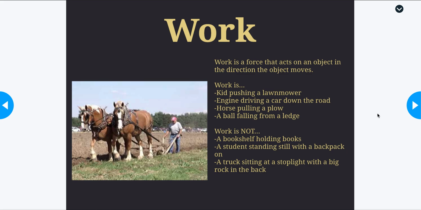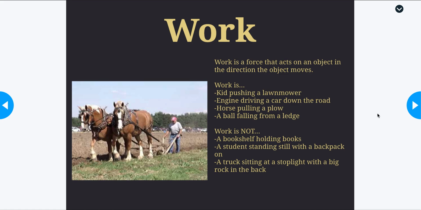All right, let's go ahead and start off with defining what work is and how to identify work. So, work is a force that acts on an object in the direction the object moves. All right, so that is our definition of work. So you actually have to have two things in order to have work. Number one, you have to have a force and you have to have movement. Those two things both have to be present. If you don't have any force or if you don't have any movement in the object, then no matter how much force is on it, there is no work being done.